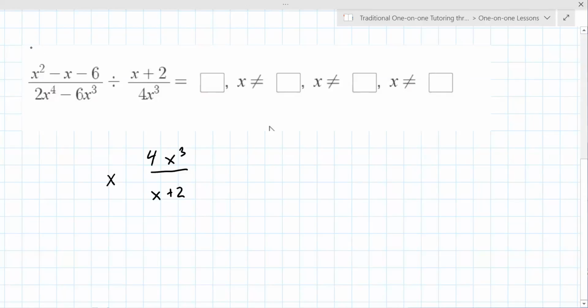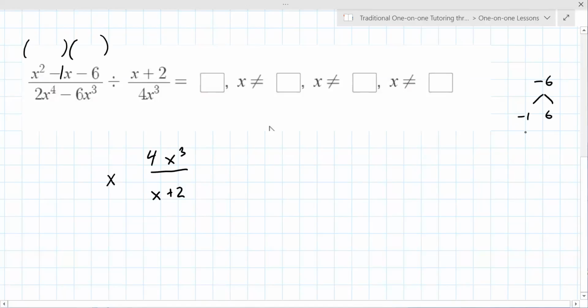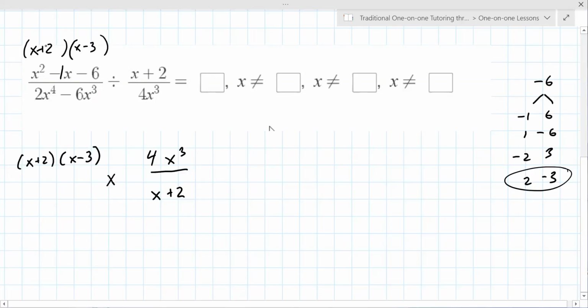On the top left, you can actually factor this. You're looking for 2 numbers that multiply to -6, but add up to -1. So that's like -1 and 6, 1 and -6, -2 and 3, 2 and -3. Do any of these 4 add up to -1? 2 and -3. Yes. So it becomes x plus 2 times x minus 3. And I'm going to try to save from writing a bunch of stuff today by doing it this way.